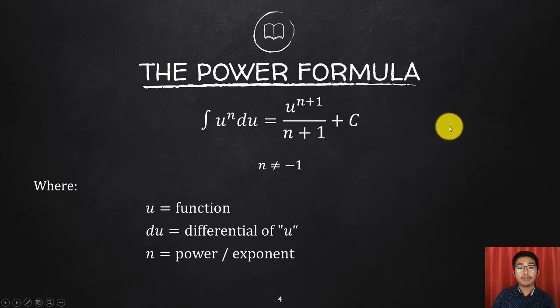However, this power formula has a limitation. Take note here that n must never be equal to -1, meaning you cannot use the power formula if the n or the exponent is equal to -1. Okay, we'll clarify this later on. But for now, you need to familiarize yourself with the components of the power formula.